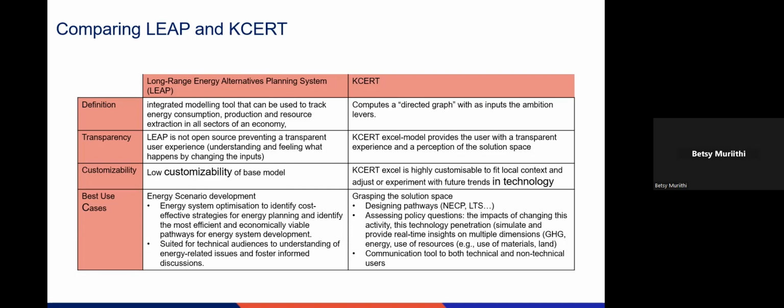The KCERT Excel model is highly customizable. The base model is based on the Mackay carbon calculator for the UK. So we took that model and adapted it to the Kenyan context to fit what we needed in terms of the energy space for Kenya. And we are able to customize it that way. And we know that the first iteration is never enough, so there are going to be plenty of iterations going on with more customization.